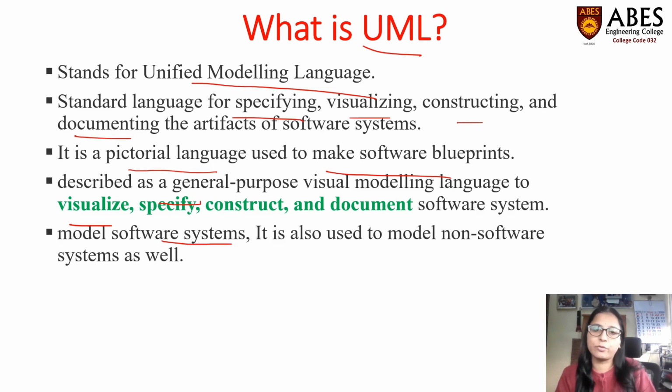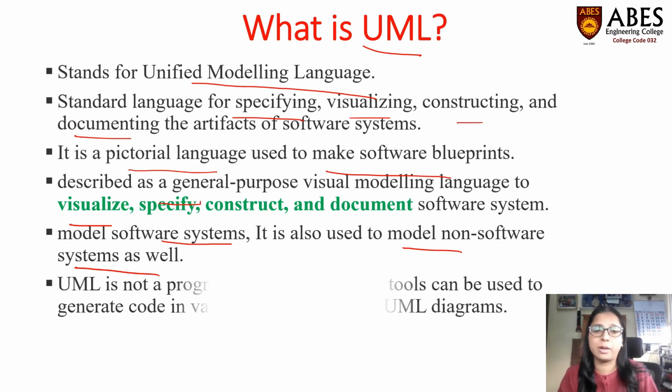You can model the software system, and it is also used to model non-software systems as well. UML is not only for software development. This language can be used in other engineering fields, like the construction of a bridge or a building, or in a manufacturing unit or a mechanical engineering plant. So in all areas where designing and modeling is a requirement, one can use UML.